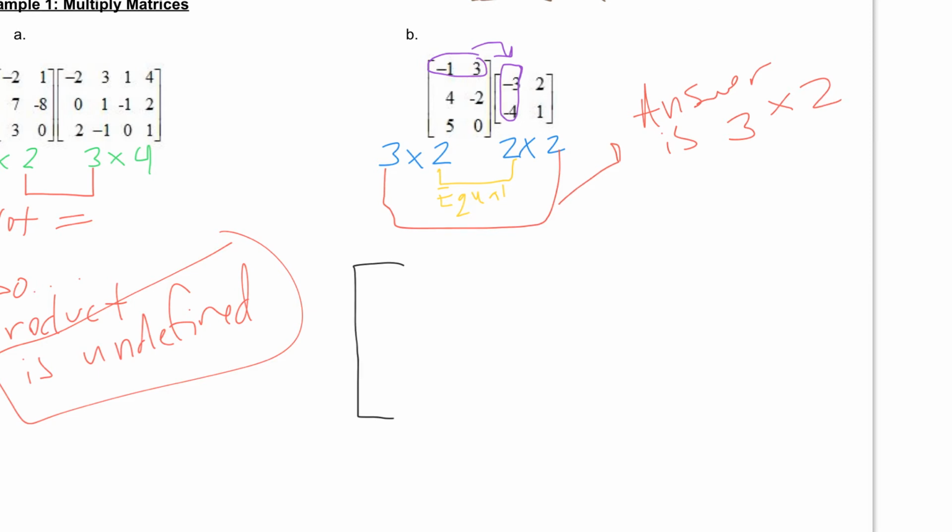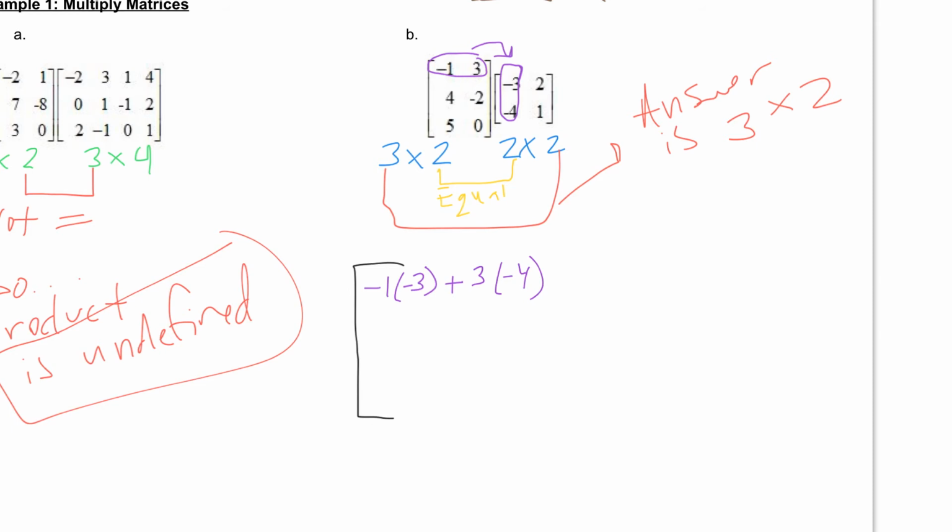We're going to take this -1 in this first spot, and we're going to multiply it by the -3 in this first spot. So we have -1 times -3, and then we are going to add it to the second part. We're going to add it to this 3 times this -4. So we have 3 times -4. And that's just our first entry.